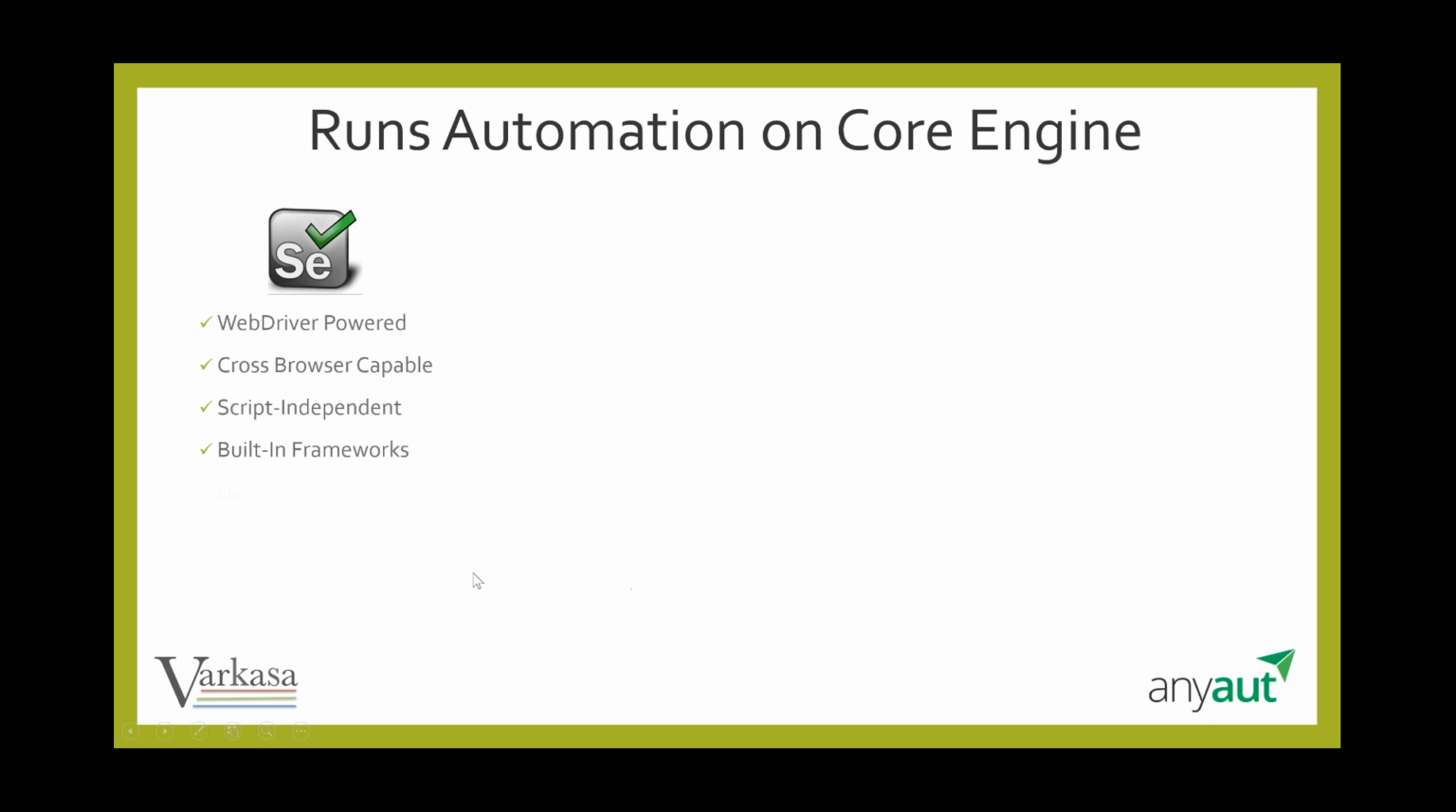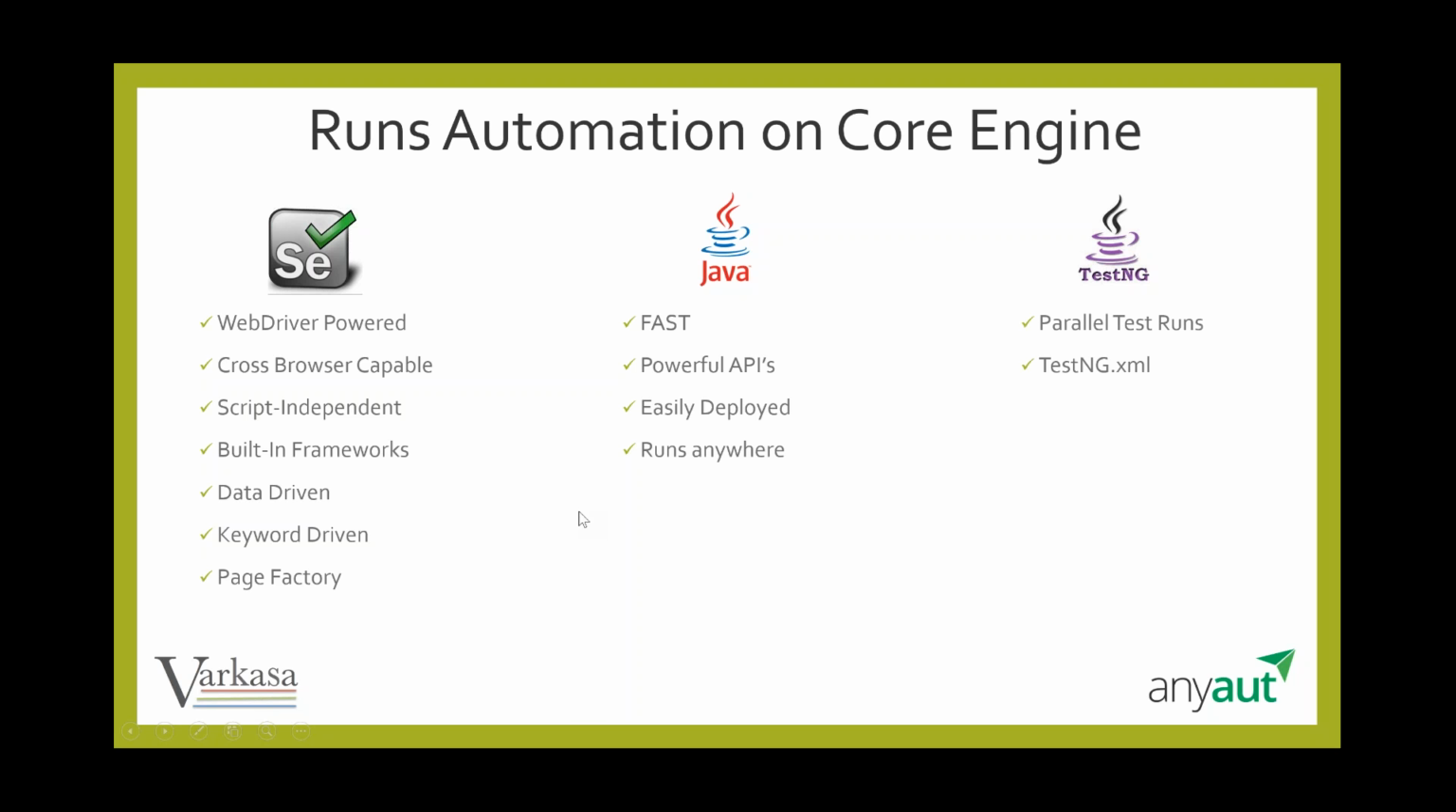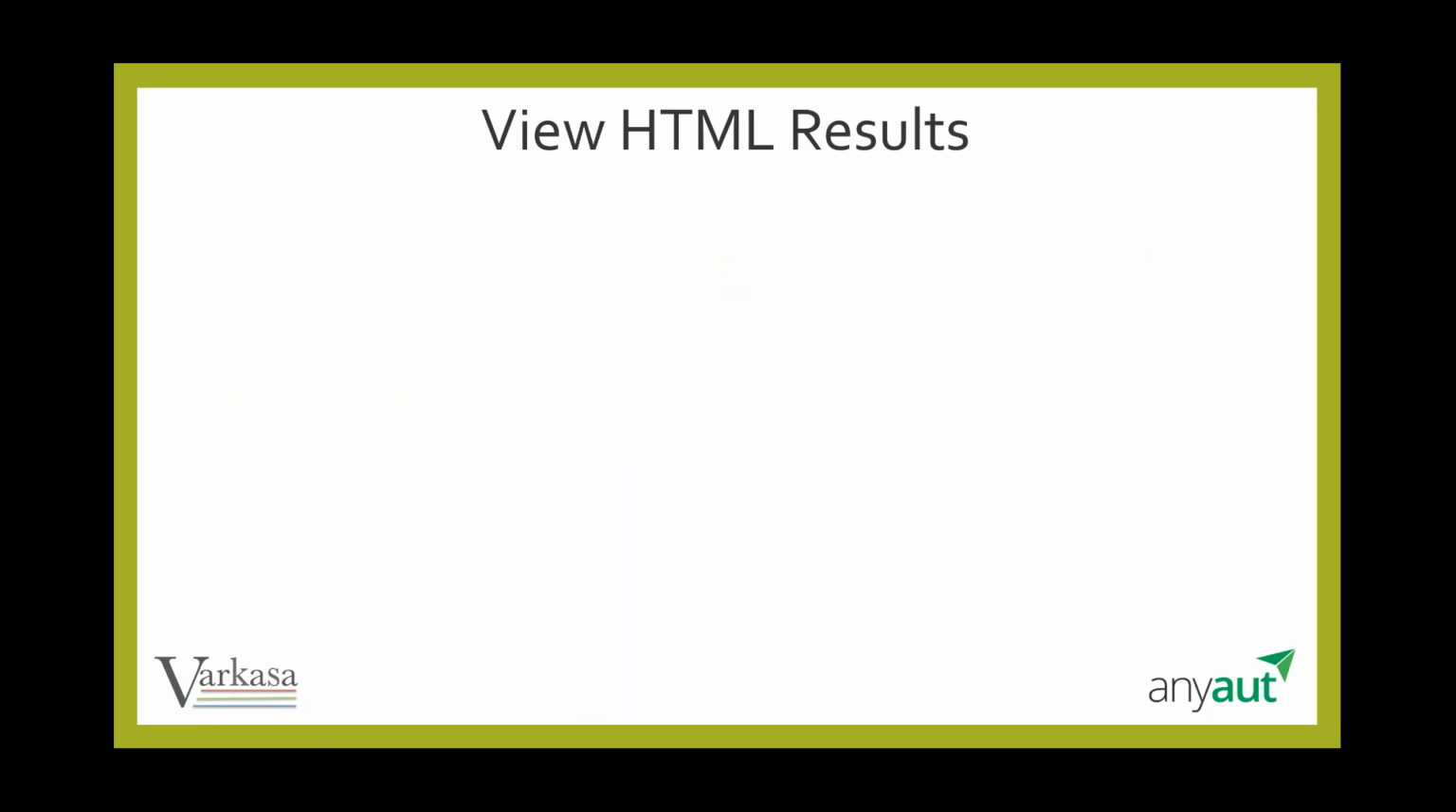We have built in the frameworks, be it data-driven, keyword-driven, or the page factory. And that's what we've spoken about. We've used Java as our backend. It's fast, it's got powerful APIs, easily deployed, and it runs anywhere. These are some of the simple reasons we wanted to go with Java. And then we clubbed it with TestNG. It's going to help us with parallel test runs and generating a testng.xml. That will really help us to run and take this AnyAUT into the future direction.